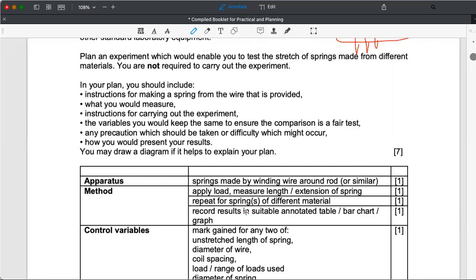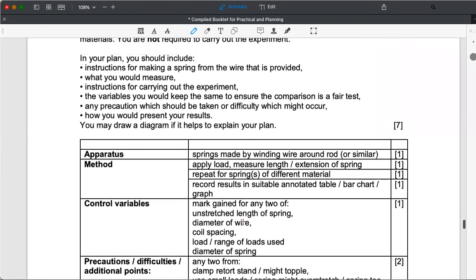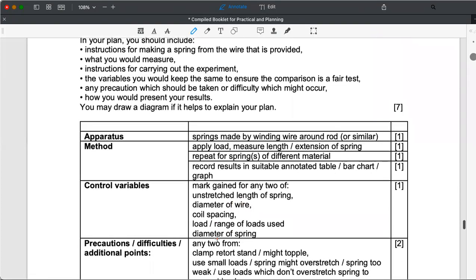The method: you apply the load, measure the length or extension of the spring, repeat for different materials, and record the results in a suitable annotated table, bar chart, or graph. So you can present a table to show the effect of different materials on the extension of the spring. You add the load using the hanger on the spring, then measure the extension, then repeat that procedure with other materials. The control variables: throughout the experiment, the original length of the spring will be constant. Diameter of wire is assumed to be constant. The coil spacing, the range of load used, and the diameter of the spring as well.